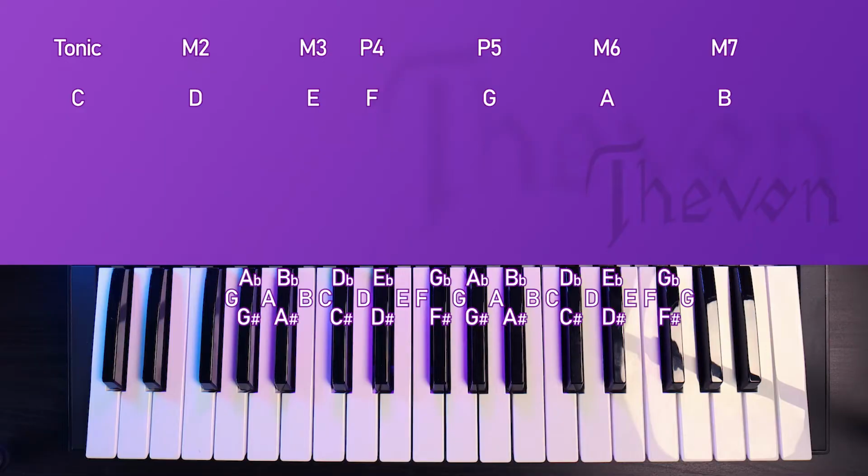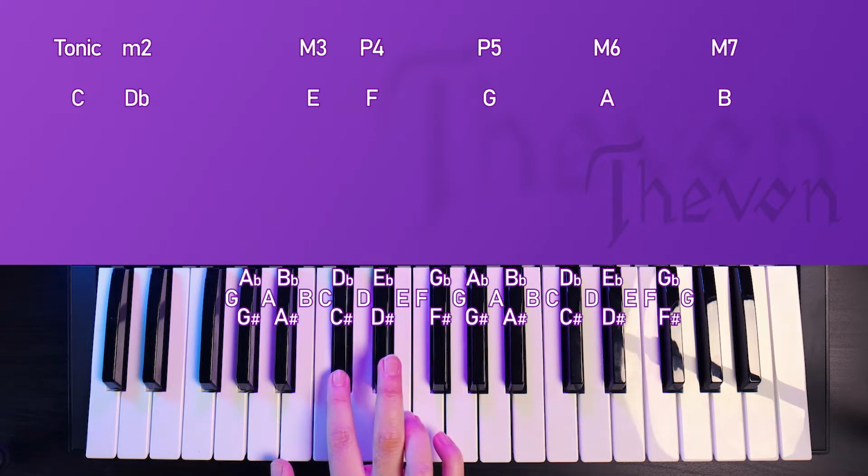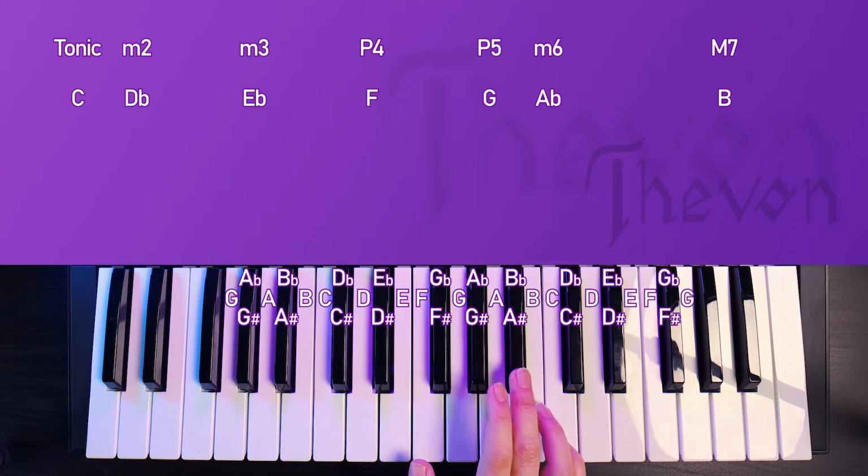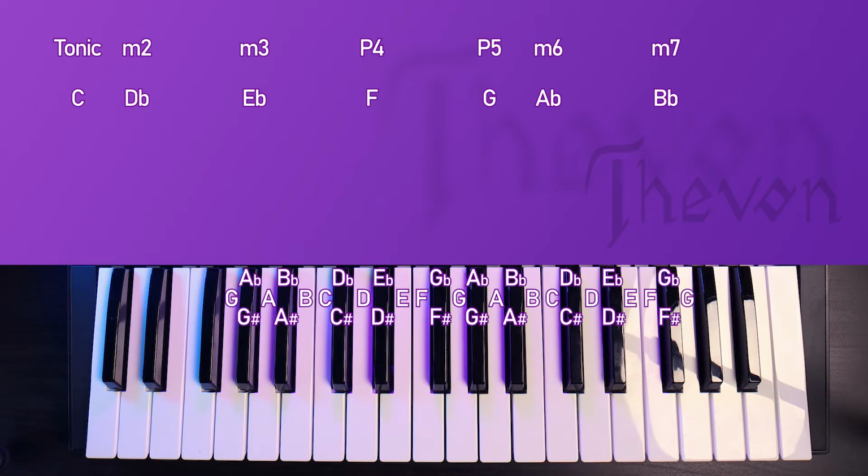What if we change our scale degrees to the minor versions? Then we get a C minor scale called the Phrygian scale. This means our second, third, sixth and seventh would change to D flat, E flat, A flat and B flat. Remember, the fourth and fifth are perfect, so they stay the same. Our C Phrygian scale looks like this.